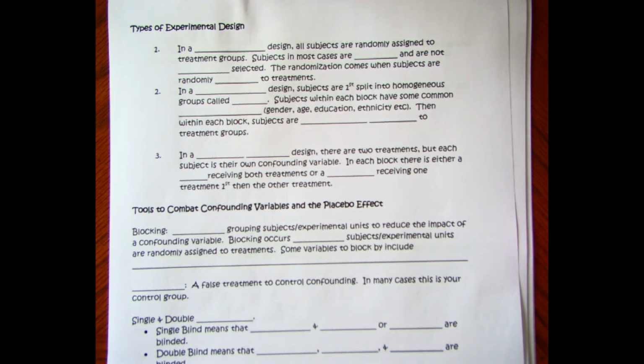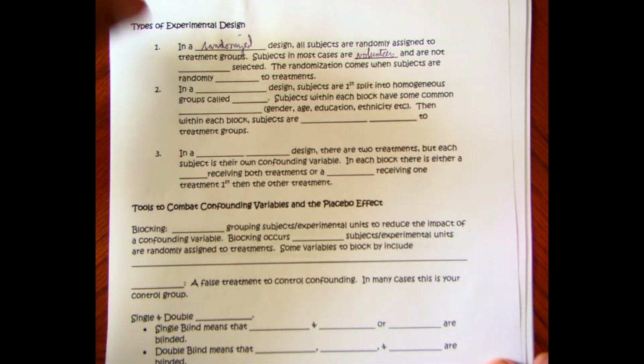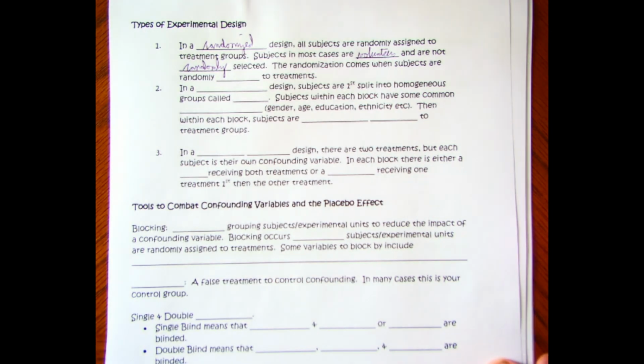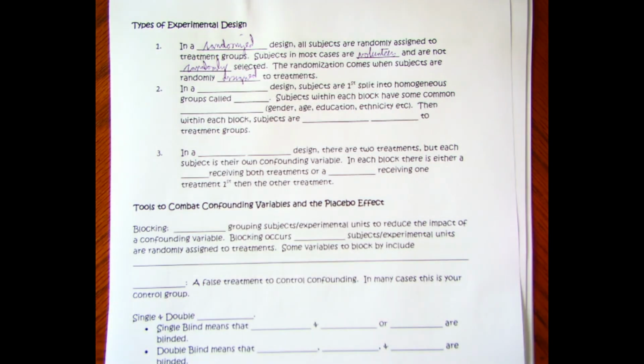Okay, types of experimental design. So we have a randomized design. All subjects are randomly assigned to treatment groups. Subjects, in most cases, are volunteers and are not randomly selected. They're randomly assigned. So the randomization comes when subjects are randomly assigned to treatment groups. Okay. So what does that look like?